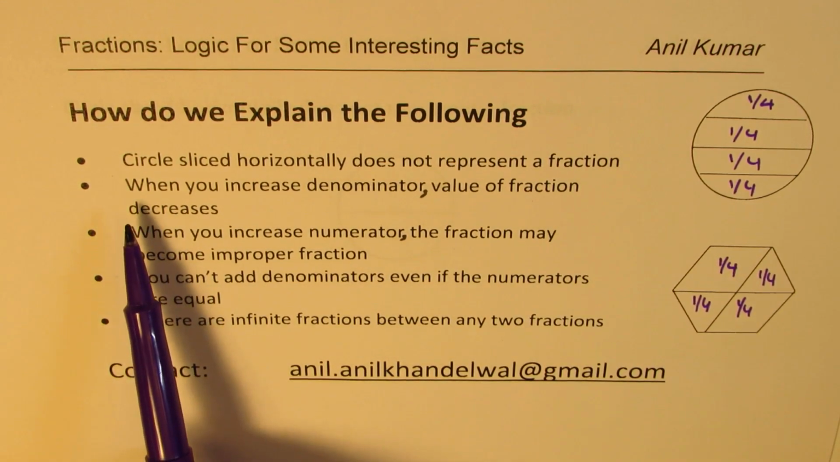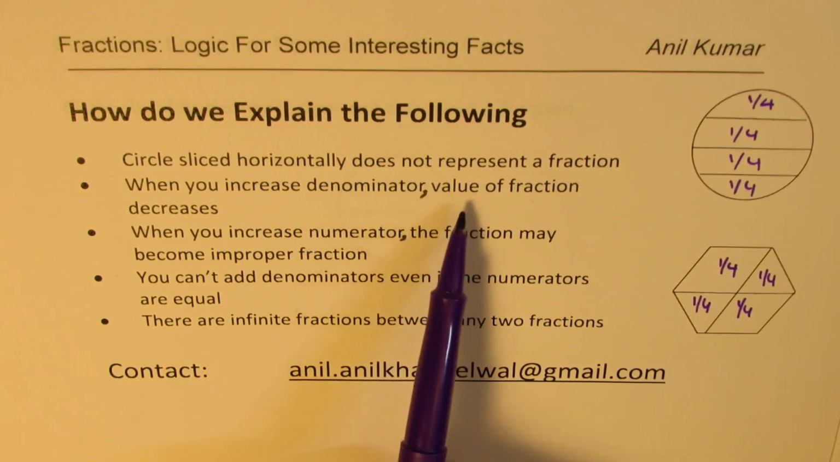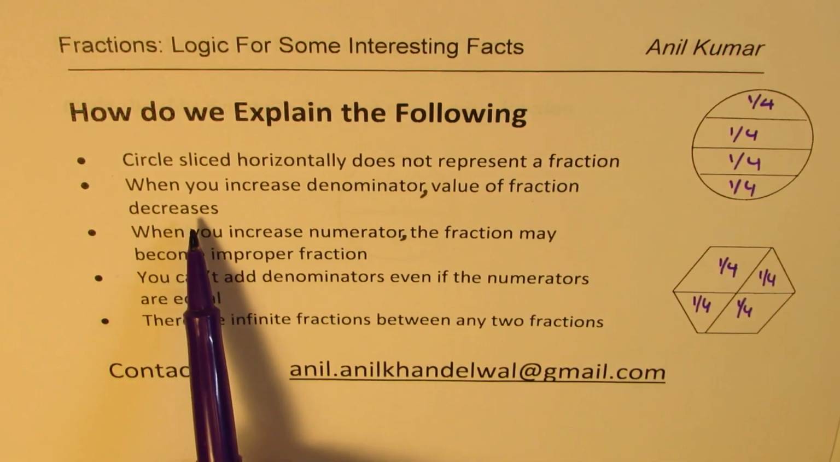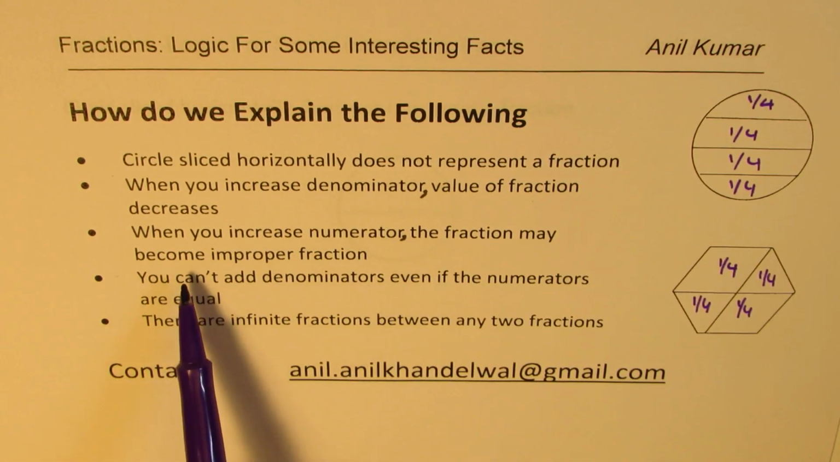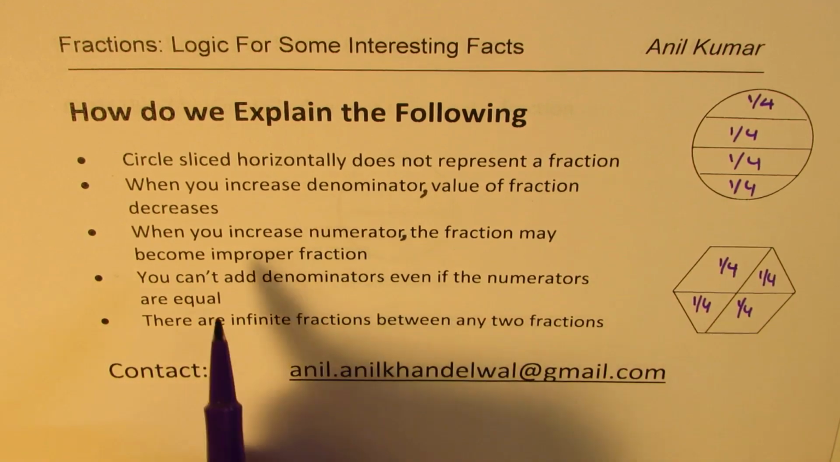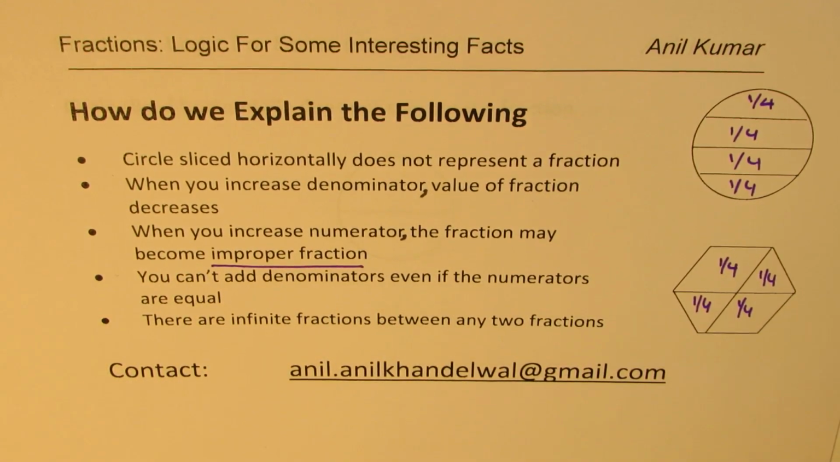The second one is, when you increase the denominator, the value of the fraction decreases. When you increase the numerator, the fraction may become an improper fraction. Well, it is a fraction. We are only increasing the value of the numerator. Why does it become an improper fraction?